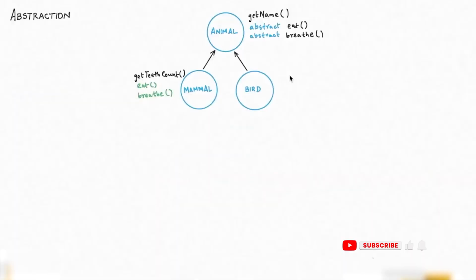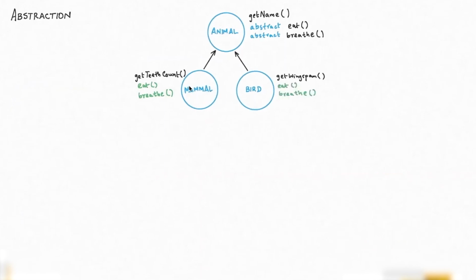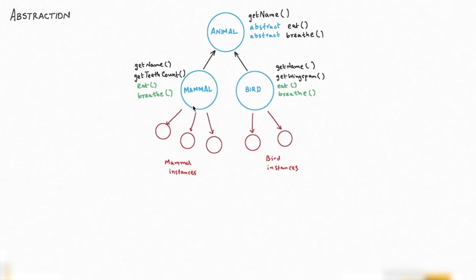So going back to the diagram, the bird class has a getWingspan method, and it also has the eat and the breathe method that it overrode from the animal class. Keep in mind that both the mammal class and the bird class have the getName method, because when you inherit from a parent class, you also inherit their methods in addition to their attributes. And now both mammal and bird are concrete classes, which means that we can create objects from these classes. We cannot create objects directly from the animal class because animal is an abstract class.